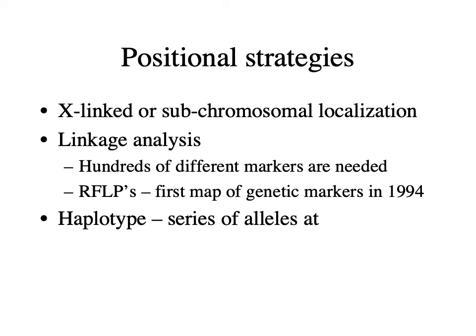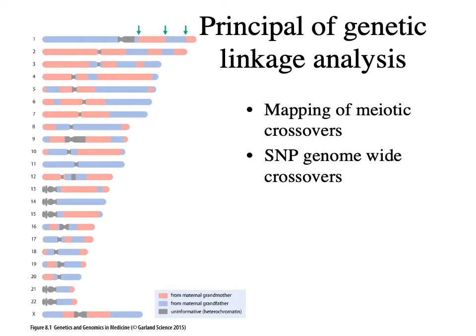An important term to be familiar with in dealing with positional strategies is a haplotype. And a haplotype refers to a particular series of alleles at two or more neighboring loci on a single chromosome. And so those particular alleles will co-segregate with one another due to the fact that they are very rarely separated during the recombination that occurs during the meiosis phase of cell division. Let's take a look at an example of this.